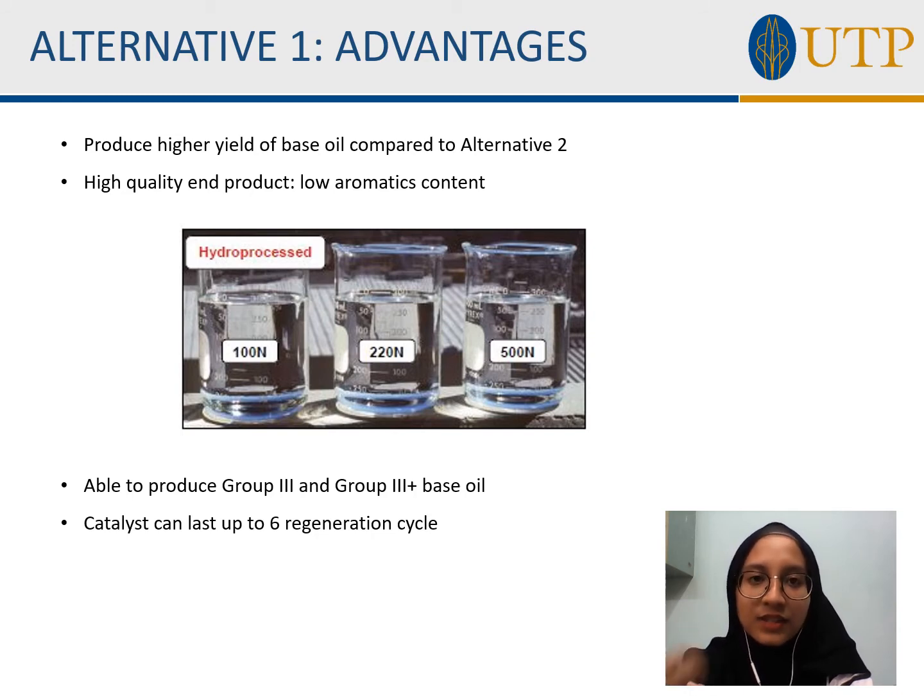Secondly, it can produce a high quality end product. The quality can be measured with the aromatic content. As we can see from the slide, the product from the hydroprocessing is white in color. If the product contains a high amount of aromatic, it will be bright yellow in color. The third advantage is it can produce group 3 and group 3 plus base oil. Group 3 plus base oil has a viscosity index of more than 120, which is the one desired for this PDP project. Lastly, the catalyst used for this project can last up to 6 regeneration cycles, which is quite long. So we can save our operating costs.